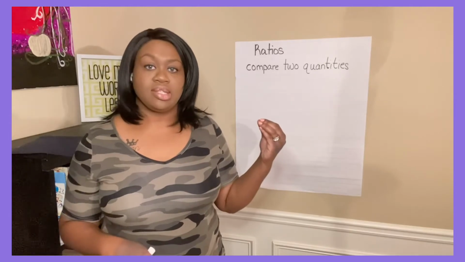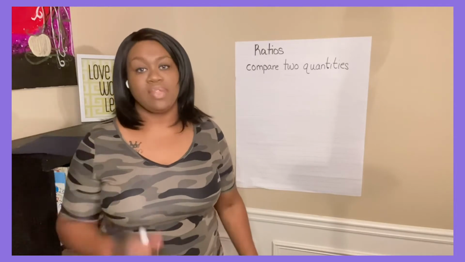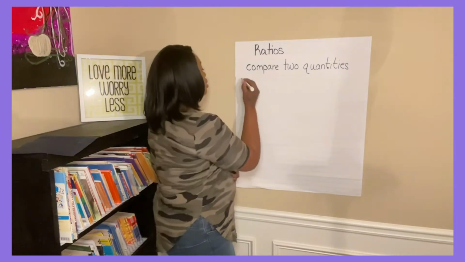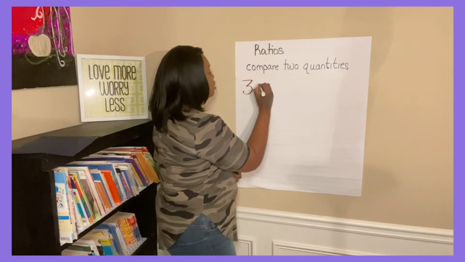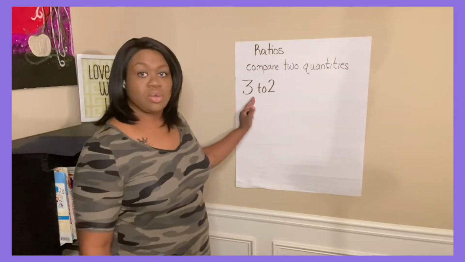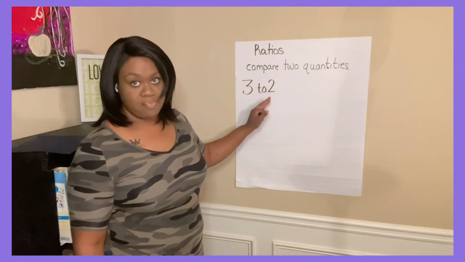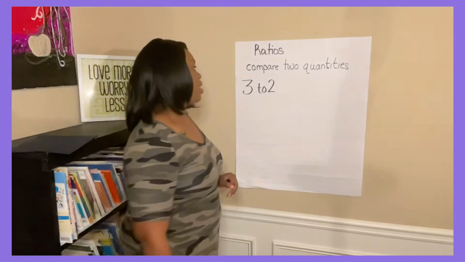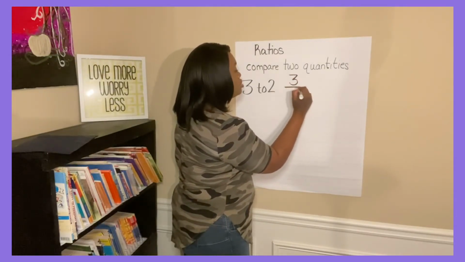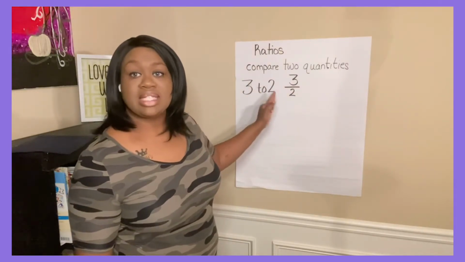3 of my students had the PS5, 2 of them did not, okay? So I'm going to write it exactly how I just said it. 3 to 2. I'm comparing my students who had PS5s to my students who do not have the PS5, okay? Another way I can write that is as a fraction form. 3 to 2, all right? Again, it's mainly the same idea.